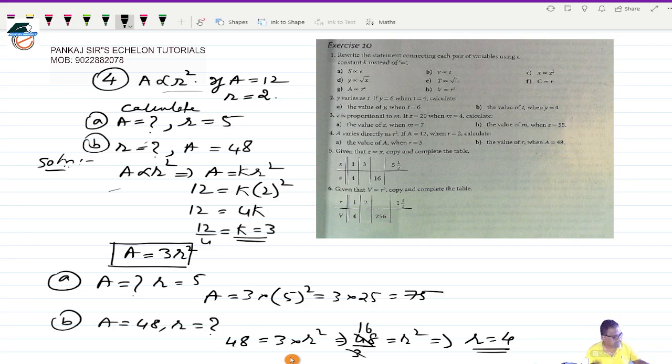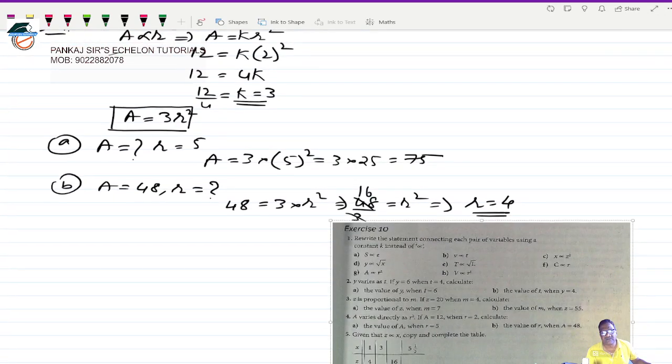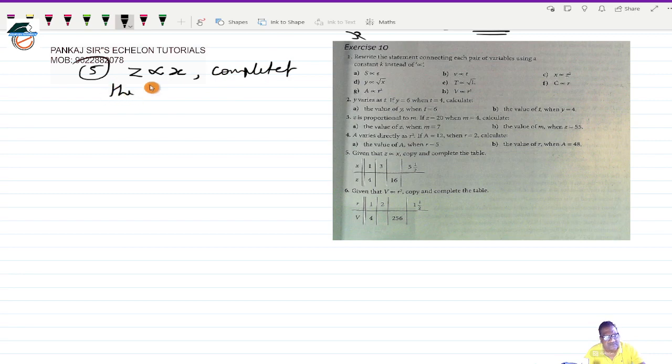Now coming to question number 5, right? So let me scroll down. Yeah. So question number 5. Question number 5 says that given that Z is directly proportional to X. Okay, this is given. Copy and complete the table. Okay, so you have to copy and complete the table. Complete the table. Now the table given is this one.